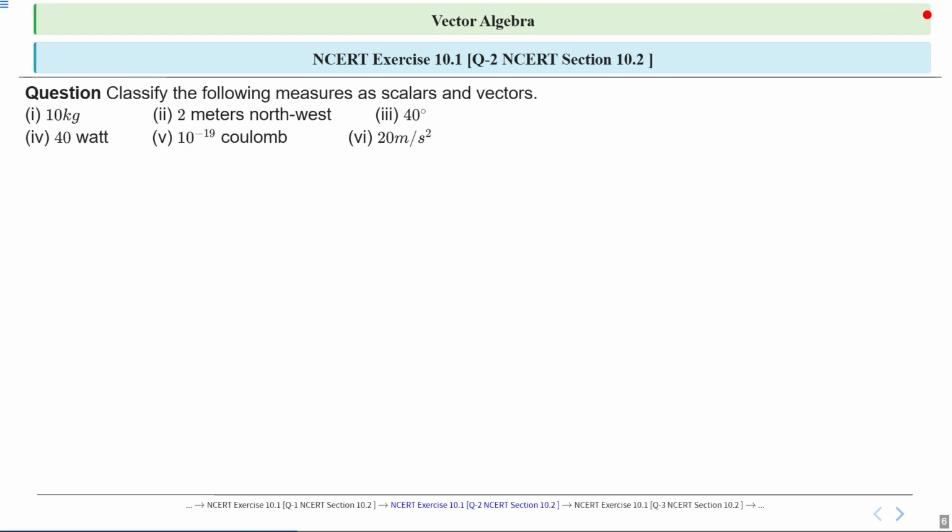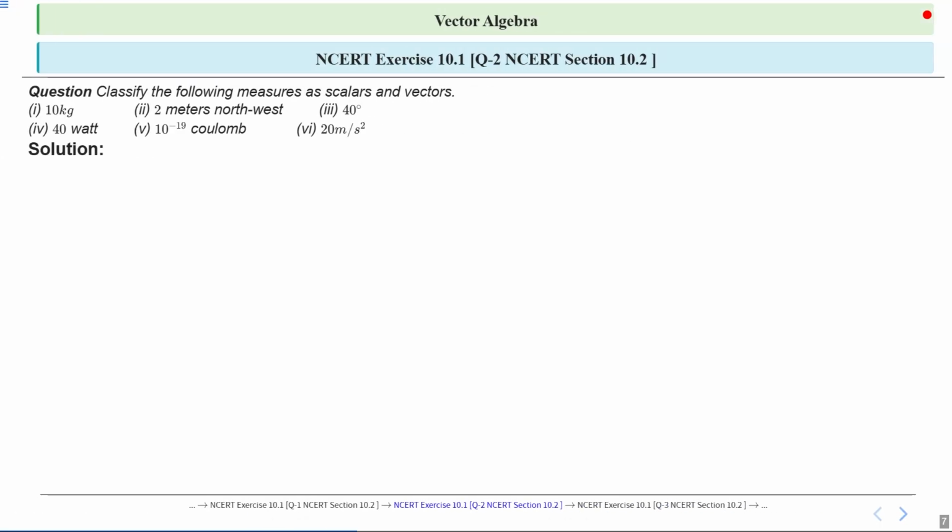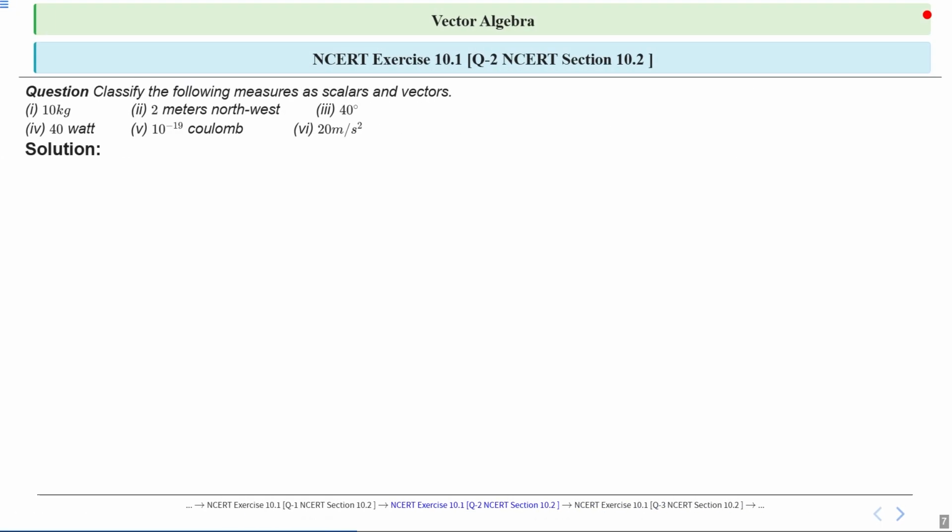Next, classify the following measures as scalars and vectors. First 10 kg, second 2 meter northwest, third 40 degree, fourth 40 watt, fifth 10 to the power minus 19 coulomb, and sixth 20 meter per second square. So it's question number 2.